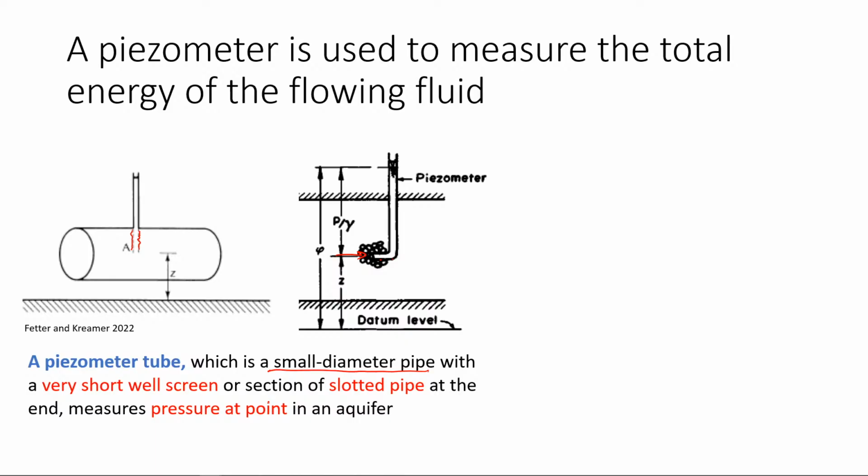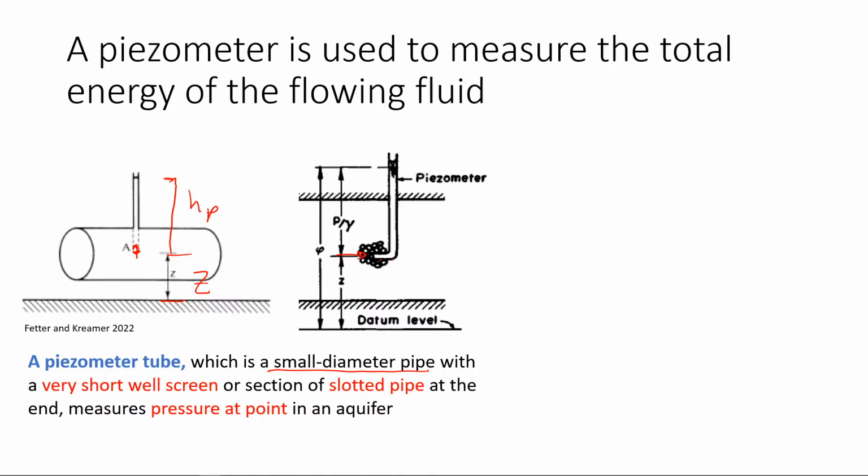So basically what I'm doing here, I know where my pipe is. This is my pipe here, and I'm measuring pressure at this point, where my pipe is open. My pipe could have a small screen, or it could be open at the end. And I know the elevation of this pipe, where it is open. That would be my elevation head. And then I will measure some head here, and that would be my pressure head.